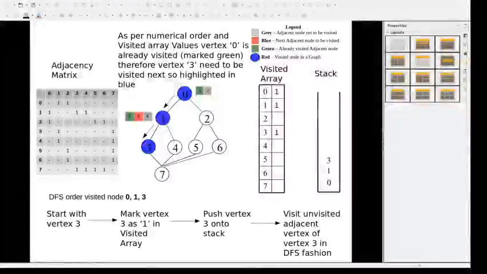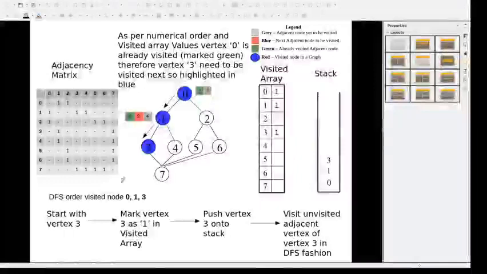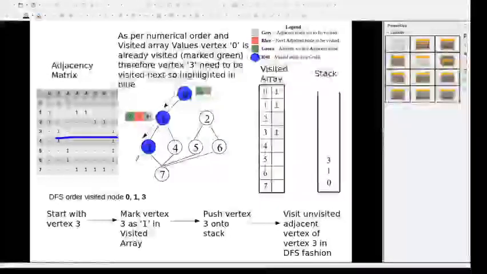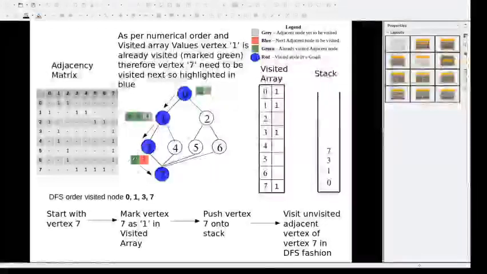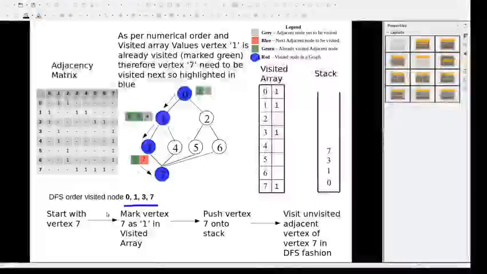So I will mark 3 as a 1 in the visited array. I will push that 3 onto the stack top. Then I will visit unvisited adjacent vertices of vertex 3 in DFS fashion. So if you see, adjacent vertices for 3 will be 1 and 7. Okay. So when I visit those nodes, I can find that 1 is already visited. The next adjacent vertex I should visit should be 7. Parallelly, if you see, I am printing the DFS order also here. Okay. So here the next adjacent vertex that needs to be visited should be 7.